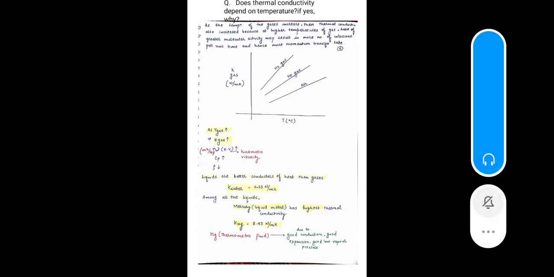Friends, liquids are better conductors of heat than gases. Among all the liquids, mercury has the highest thermal conductivity. Due to good conduction, good expansion, and low vapor pressure, mercury is used as a thermometric fluid.